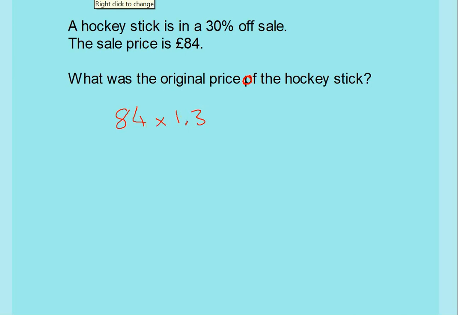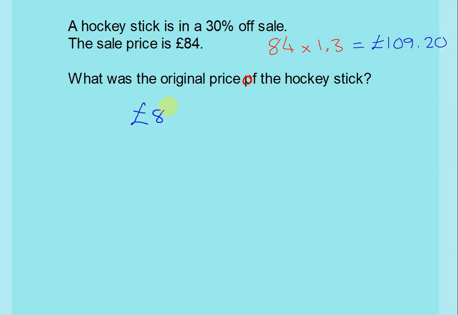And I'll show you, in fact, let's type that in, let's work it out, and we get £109 and 20 pence. Cheap hockey stick, really, for this day and age, right? Even before the sale. So let's put it up there because it's so rubbish. Now, what is £84? £84 has 30% off. So £84 actually represents 70% of the price. What is the original? Well, the original is 100%.